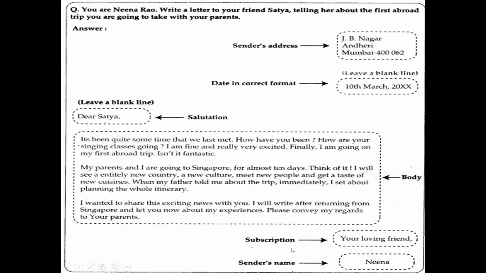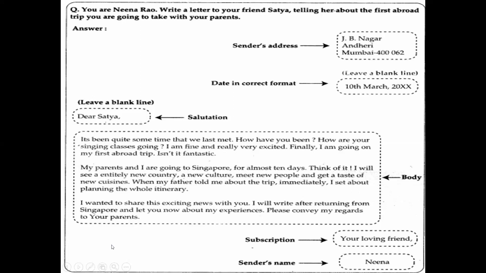Now look here. Here the subscription is written on the right side. You can write either on the left side or on the right side. Better you keep writing on the left side, yours loving friend, followed by a comma. After that, you write the sender's name. So when you search for the formats of an informal letter, you can find different formats. So better stick to one format, and that is the sender's address and date on the right side, then salutation, body, then subscription and sender's name on the left side.